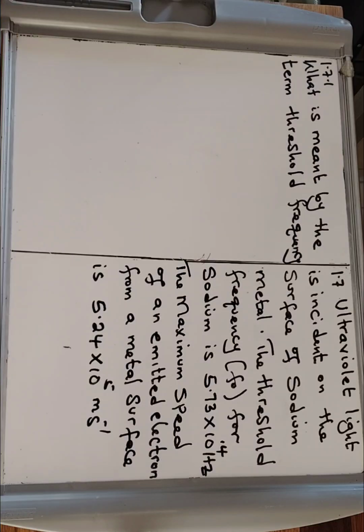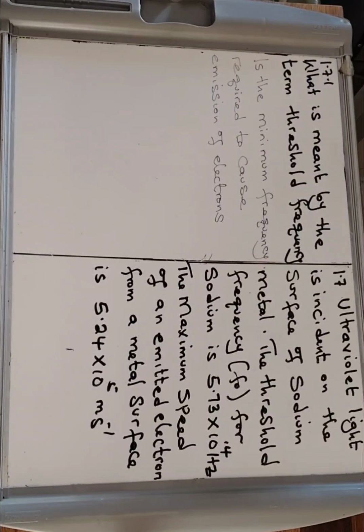This is the minimum frequency of the incident radiation required to cause the photoelectric effect, or required to cause emission of electrons from a metal surface. So that's it. The minimum you would need to make the metal start losing electrons is what we call the threshold or cutoff frequency. So that is that.